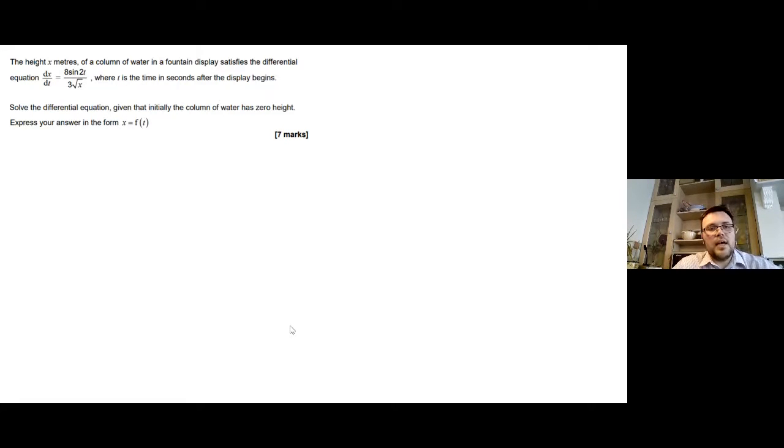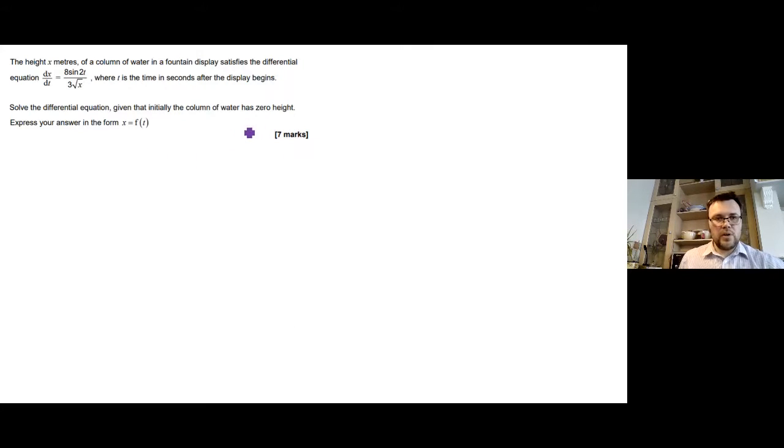The height x meters of a column of water in a fountain display satisfies the differential equation dx by dt equals 8 sine 2t over 3 root x, where t is the time in seconds after the display begins. Solve the differential equation given initially the column of water has 0 height. So that means when t is 0, x is also 0.